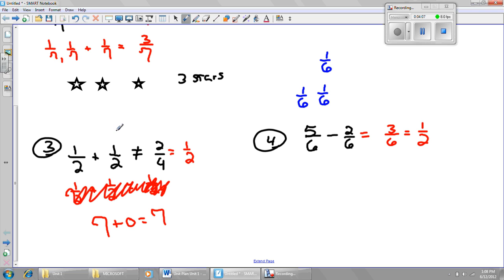So, if you're a person that thinks, well, you're supposed to add denominators, stop doing it. Okay, I've explained it 2 different ways. You're in honors algebra. This is not an acceptable mistake any longer.